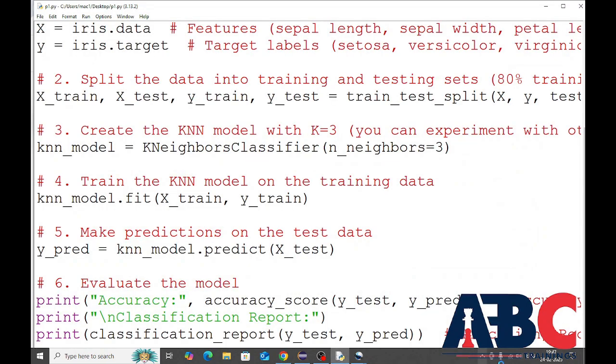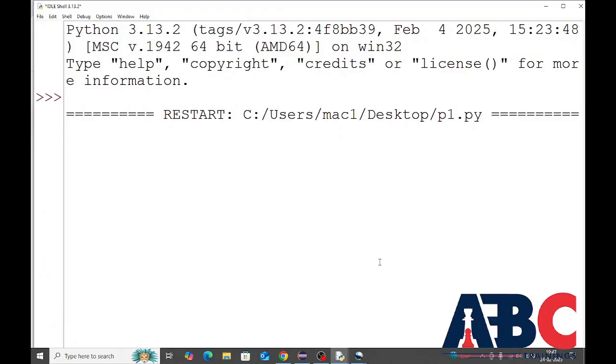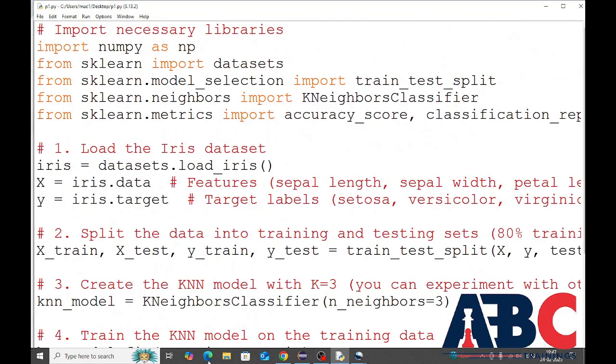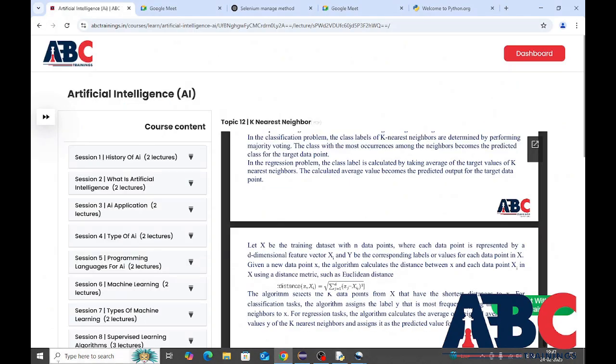Now, let me demonstrate a Python program in which I have implemented the KNN algorithm. Firstly, let me execute this particular Python program. Now, let me break down this Python program into parts.